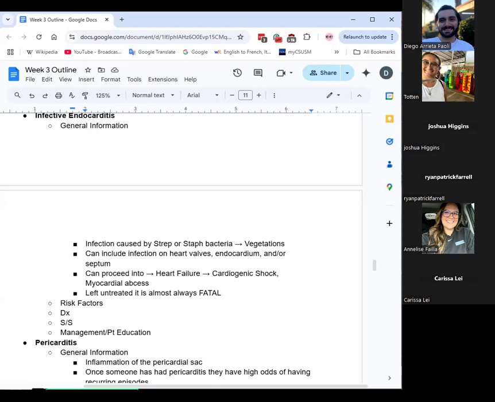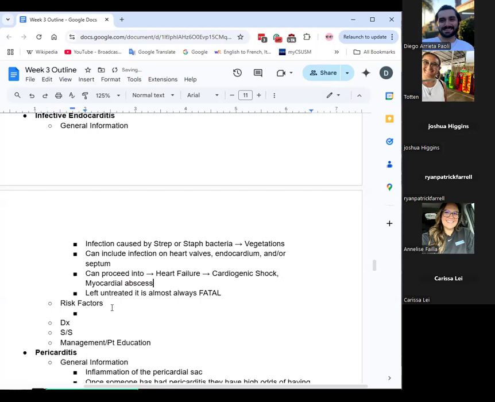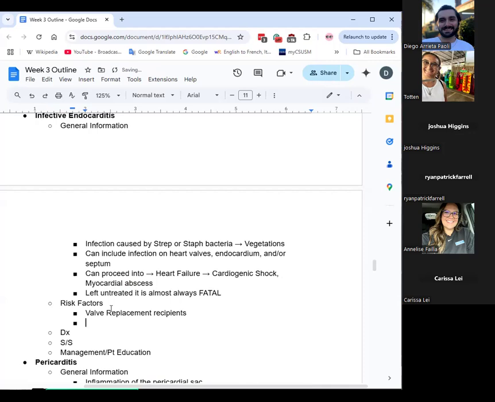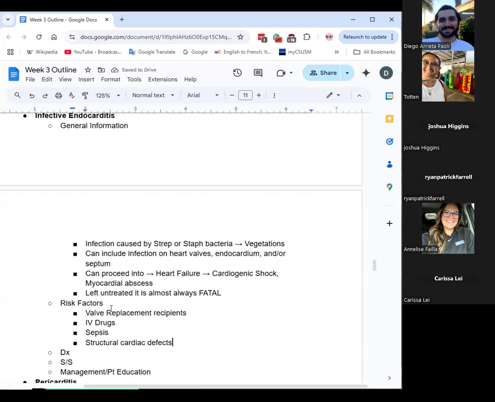So some risk factors. We talked pretty extensively about the valve replacement recipients. We'll just mention a few others so we can move on. Anything where you have problems with the valves getting things across, so those bacteria can build up and become vegetations and growths in the valves or whatever other area of the heart.